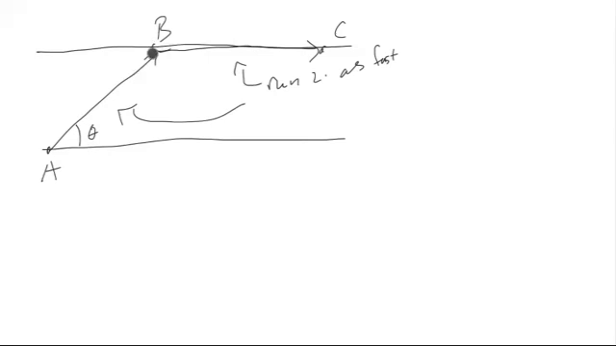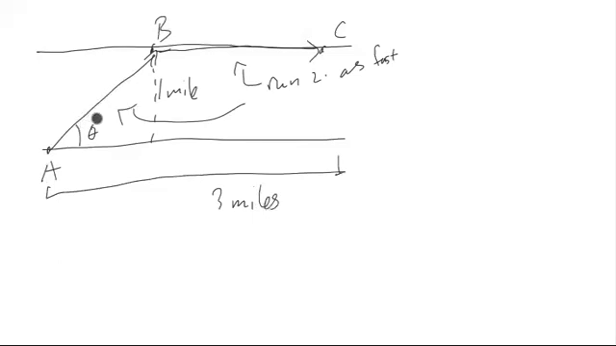Also, let me give some other measurements. Let's suppose that this is 1 mile across, and also suppose that it's 3 miles downstream from here to point C. 3 miles. Okay. All right. So this length right here, let's think about how we could think of that in terms of our angle theta.